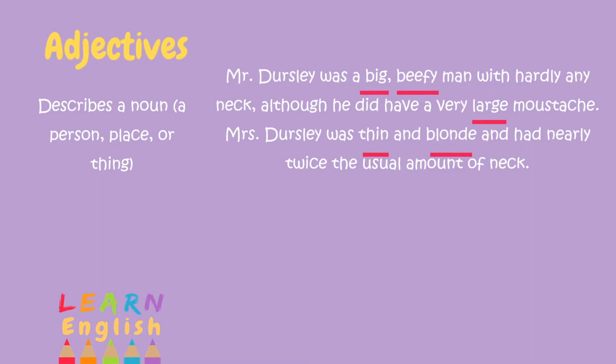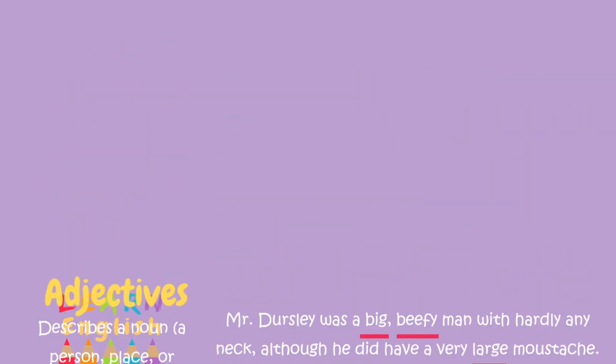Here, adjectives are used to describe Mr. Dursley as big and beefy, and we know that he has a large moustache. Mrs. Dursley is also described as thin and blonde, which are both adjectives. Suddenly, it's much easier to picture what the characters look like, and all because of the help of adjectives, useful describing words.